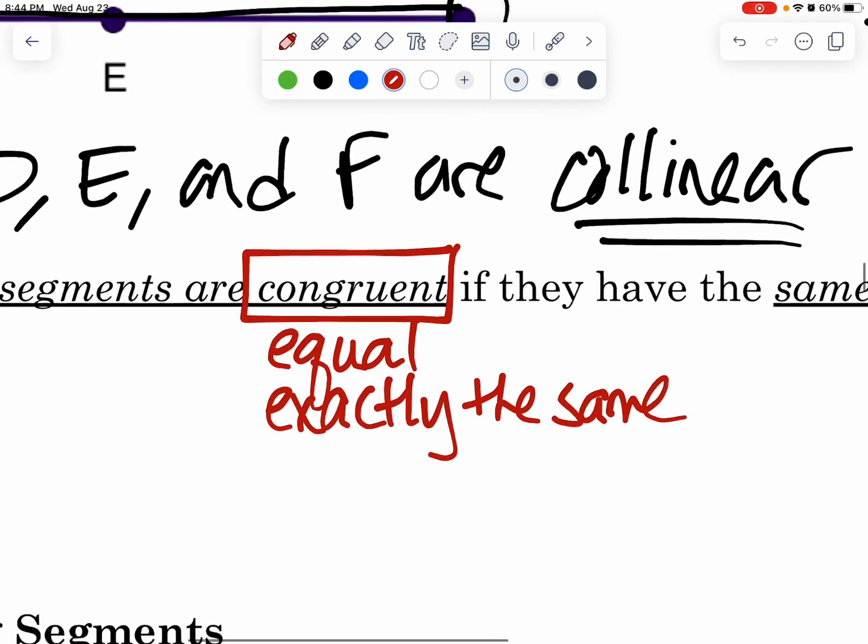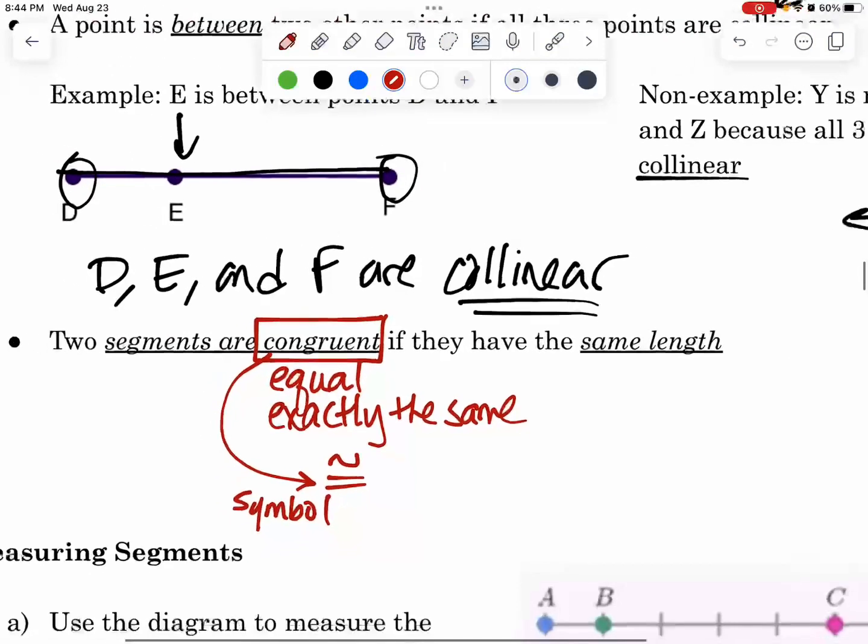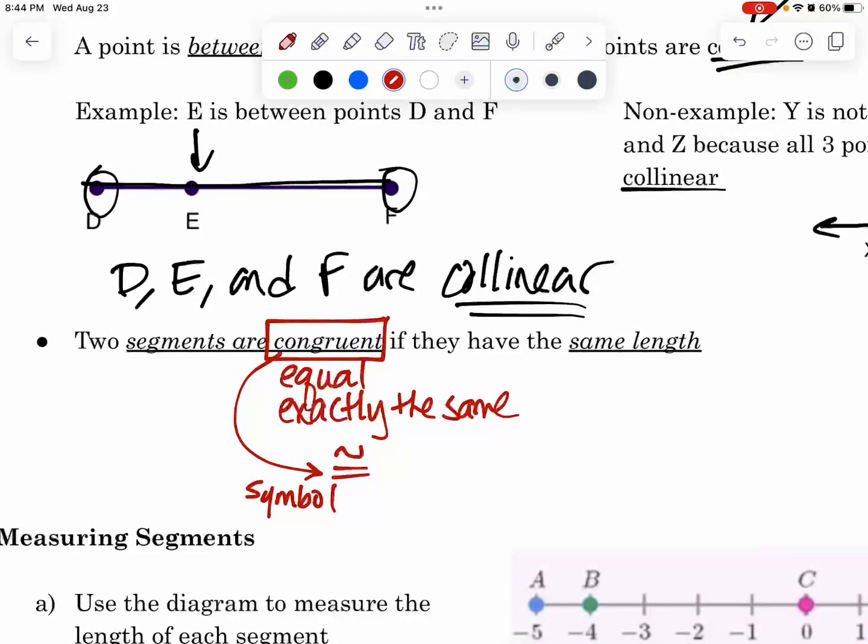And we have a symbol for it, and it looks like this. It's an equal sign with a squiggly over the top. That is the symbol for congruent. So I want you to make sure that we don't actually say equal. Equal refers to numbers, but if we have 2 segments that are the exact same length, which I'll talk about in a second, we refer to that in geometry as this vocab word, congruent.